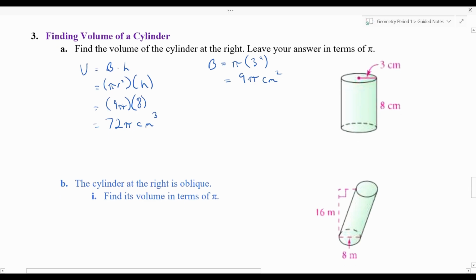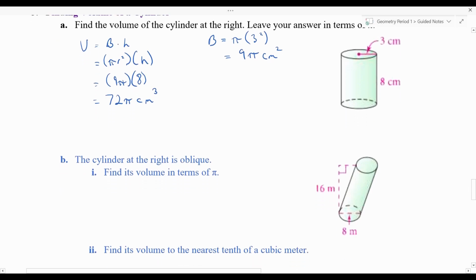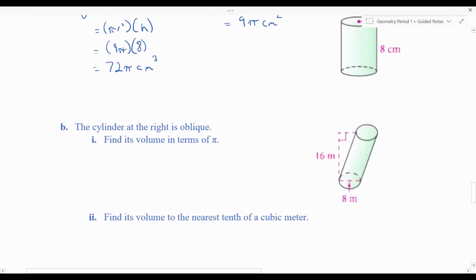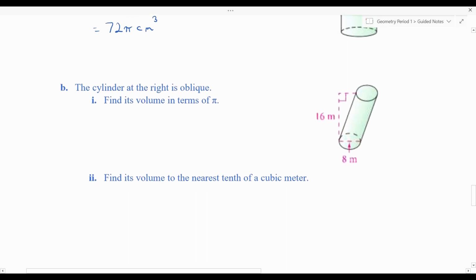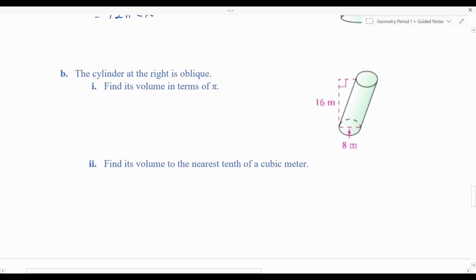All right? Now, part B is 2 parts. And before you roll your eyes, it's 2 parts, and they're actually related. So let's take a look. The cylinder at the right is oblique. Find its volume in terms of pi. That's part 1. Part 2, find its volume to the nearest tenth of a cubic meter. All right? Good luck with this one.